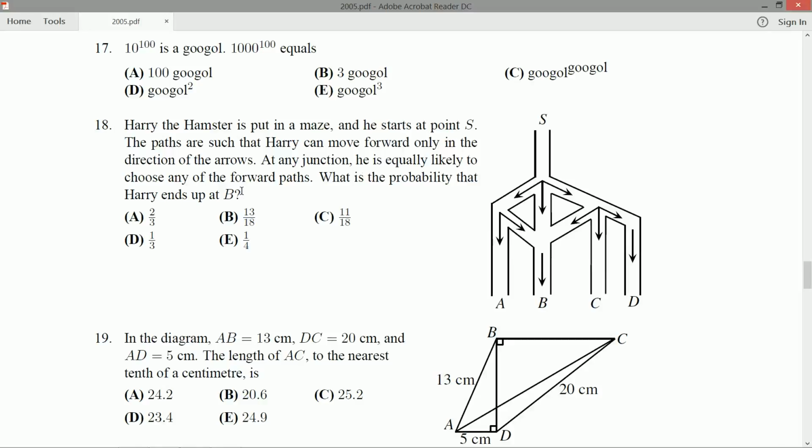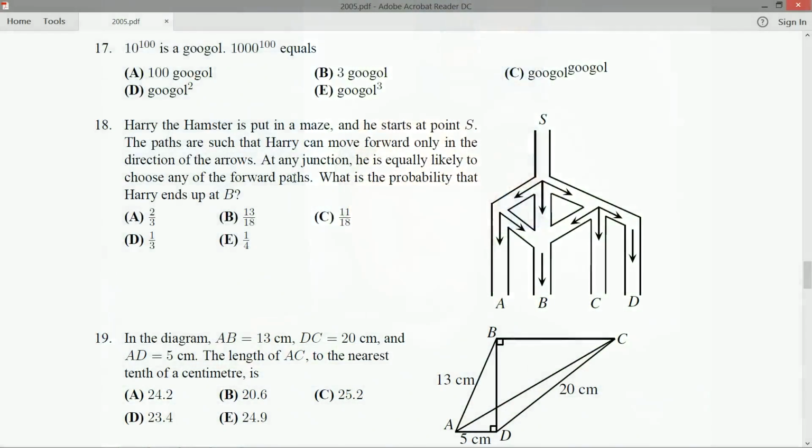Okay. So we're dealing with probability. So we're going to work out some probabilities. And at any junction, he's equally likely to choose any of the forward paths. So equally likely means that if there were 5 options, then it would be 1 out of 5 that he takes this option, 1 out of 5 he takes this option, and so on. If there were 3 paths, it'd be 1 out of 3 he goes here, here, or here. They're all equally likely. It's all the same number in terms of probability. Okay? So that's equally likely, and that's going to help us.